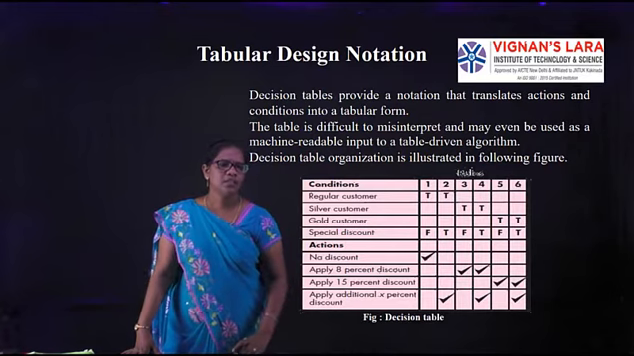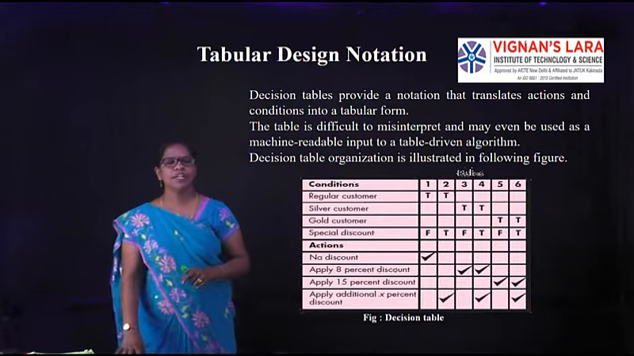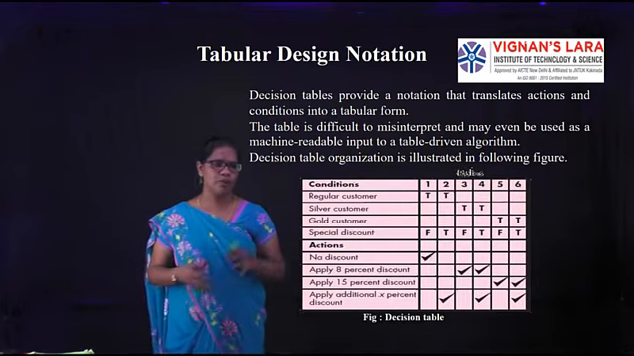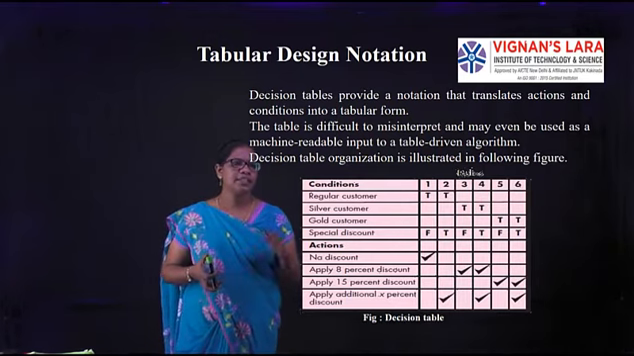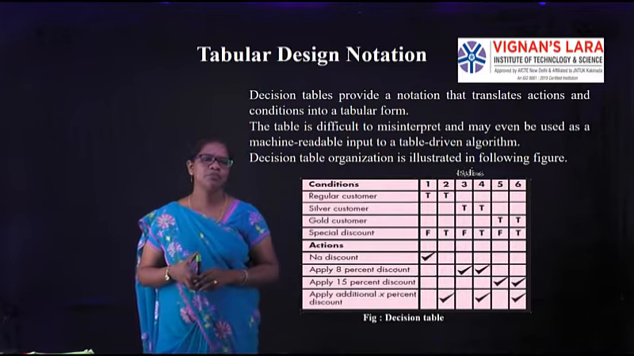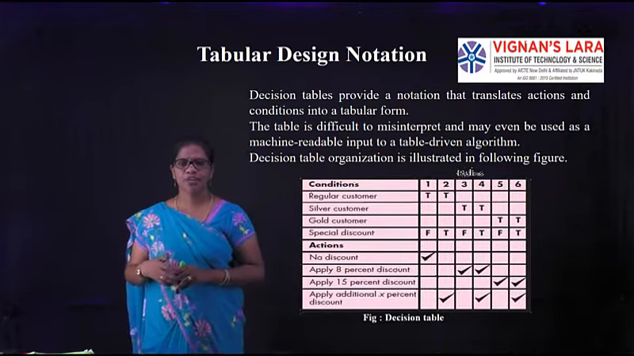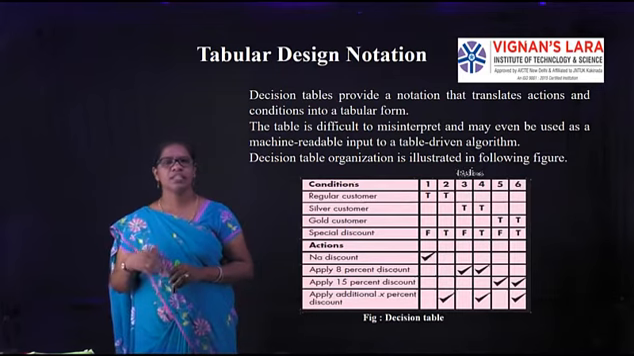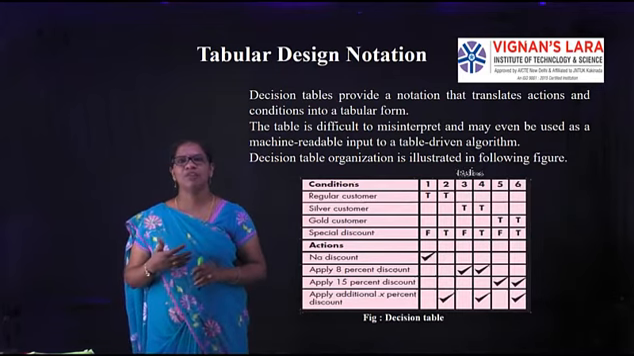Like that. So what do these decision tables provide? Decision tables provide a notation that translates actions and conditions into a tabular form. Whatever translations we are doing, whatever conditions we are applying, we have to note them in the form of a table.